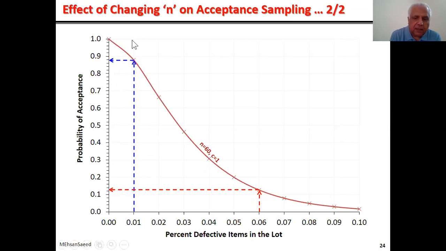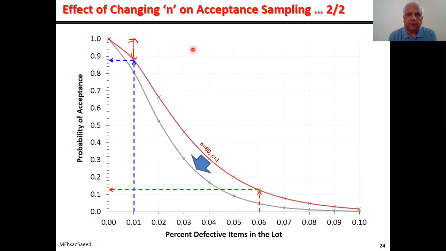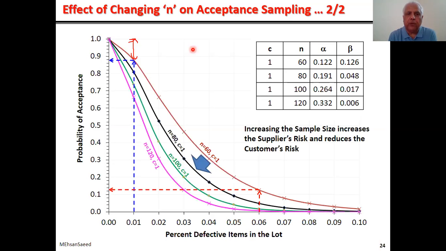Remember, this is alpha risk. And see what happens to this risk as the graph moves towards higher values of n. And here we go. This is for 80, 100, and 120.